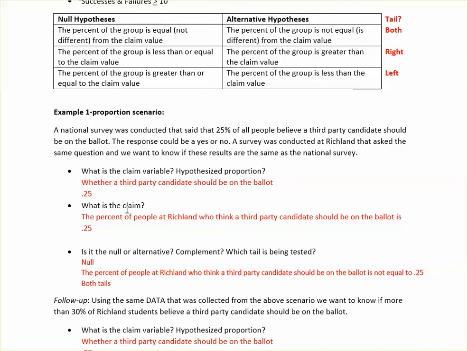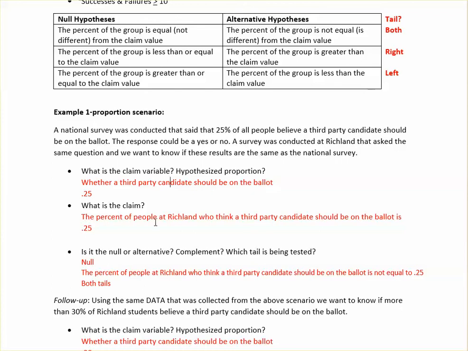So what is the actual claim? We go down to the survey conducted at Richland, and we want to know if these results are the same as the national survey. So you write that as a claim. If it's the same, right? Here it's not equal. Well, that's not it. Here is equal. That would be is the same. So, whether the third-party candidate should be on the ballot.